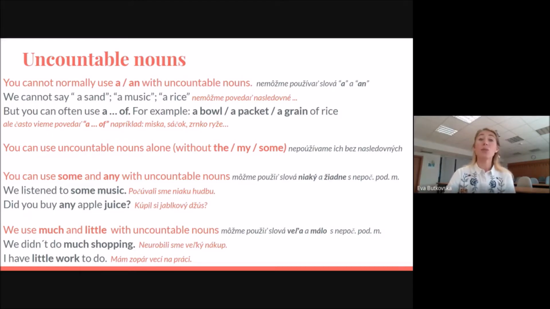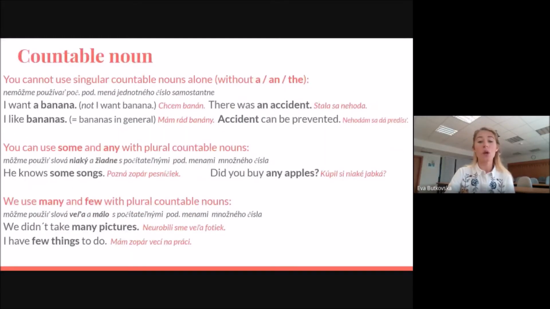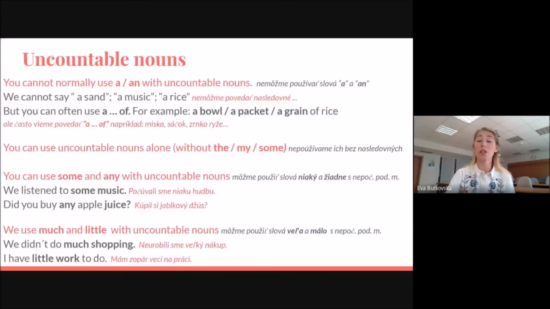We can use uncountable nouns alone. So just like that, just rice, I like rice, or I drink milk every day, without anything before the noun. Like we said with countable nouns, we can say some and any. As well with uncountable nouns, we can use the words some and any. So we listen to some music, or did you buy any apple juice? So with both uncountable and countable nouns, we can say some and any.